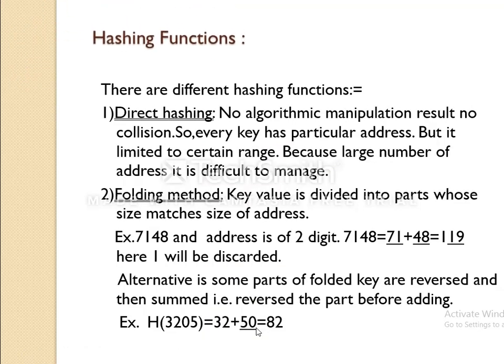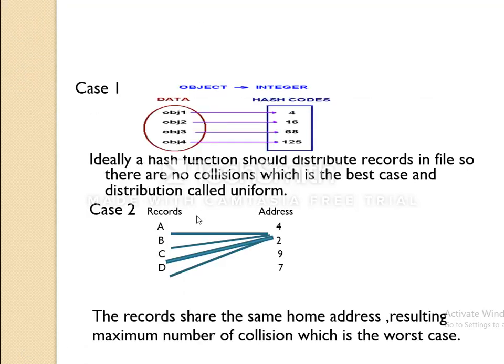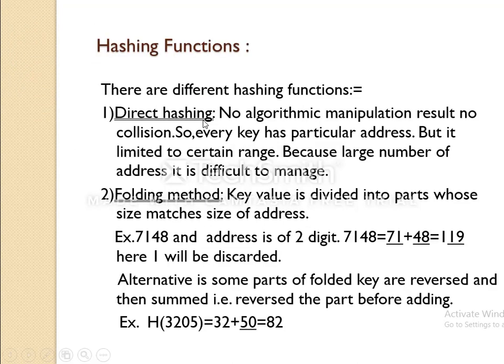There are different hashing functions. Different hashing functions are as follows: direct hashing, folding method, mid square, division method, and radix transform. Now, in direct hashing, no algorithmic manipulation results in no collision. So every key has a particular address, but it is limited to a certain range. Because of the large number of addresses, it is difficult to manage.